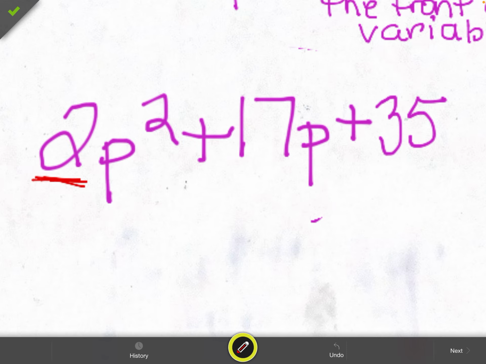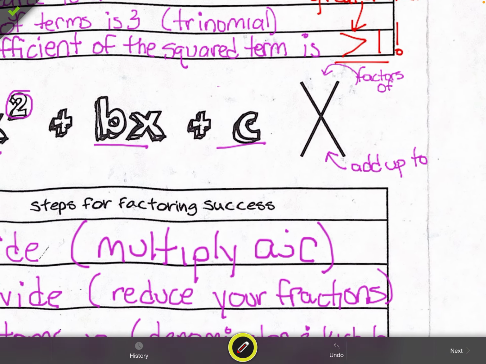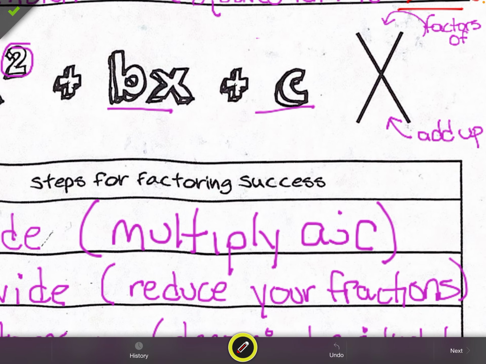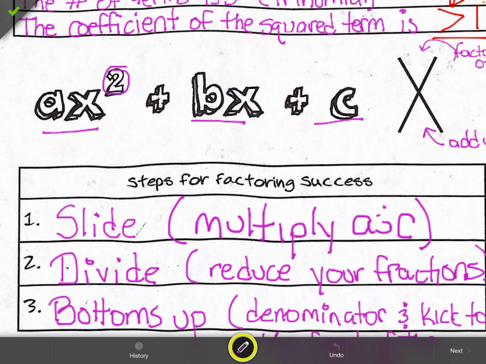We're still going to use the X puzzle. We're still going to use Desmos if we need help with the factors. There are a couple steps extra because of that number in front. On our X puzzle, we're still going to do factors up here at the top and then add up to down here in the bottom of our X. And we're going to follow these steps. I'm telling you now that these steps are not going to make any sense until you actually see us work it out. So just write these down.